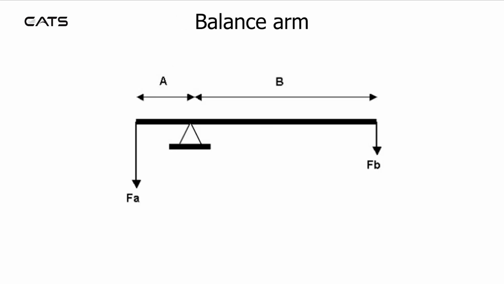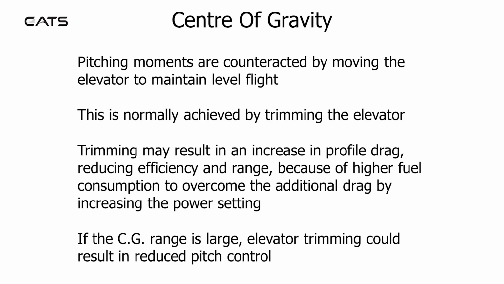Balance arm. Force A, which is a product of arm and the force, is balanced with force B, which is a product of the arm and the force. This pivots around a pivot point or fulcrum. Centre of gravity.